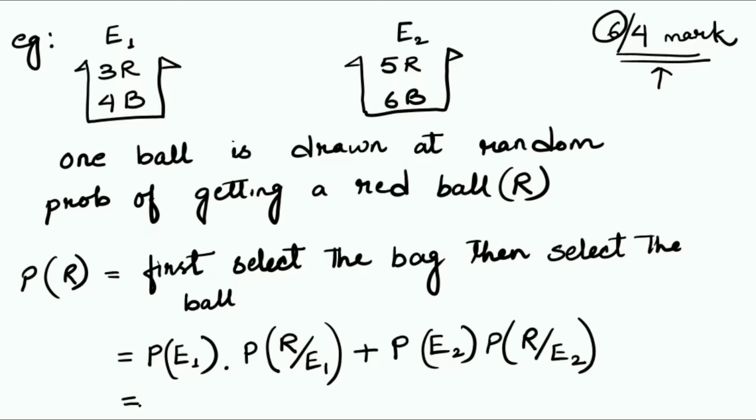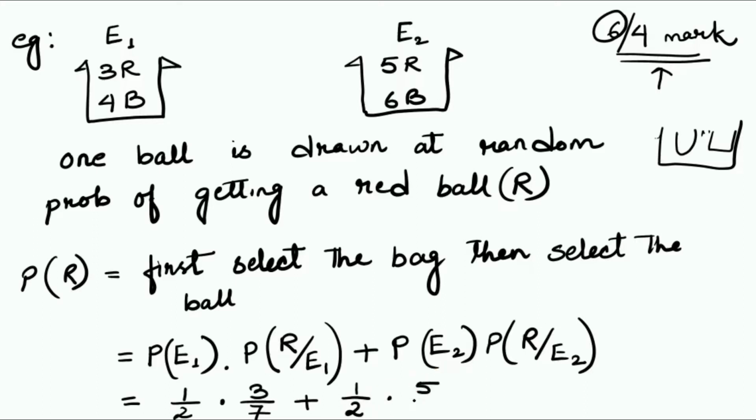Now you can clearly write the probability of selecting one bag from these two. I have a bucket, and in this you have two bags. So what is the probability of selecting any one bag? It's 1 by 2. Yes. So this is 1 by 2. What is the probability of getting red from the first bag? That is 3 by 7. Simple. Plus, what is the probability of selecting this bag here? Again 1 by 2. And then what is the probability the red ball comes from here? That is 5 by 11.